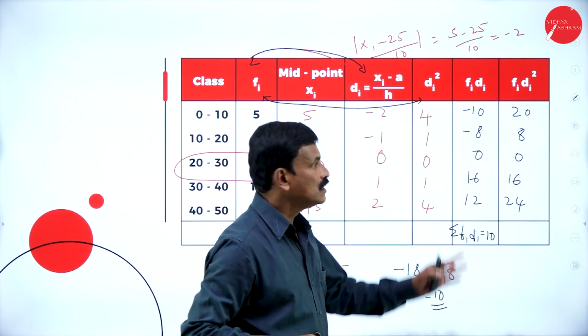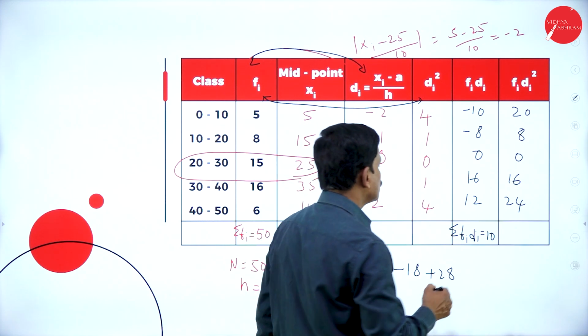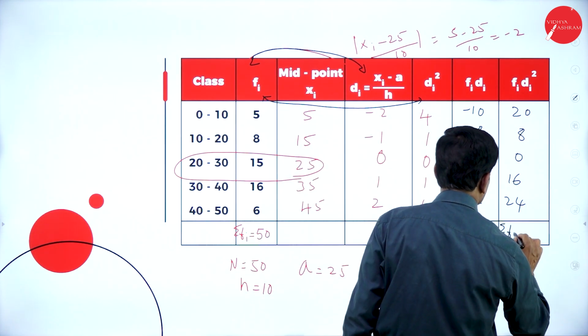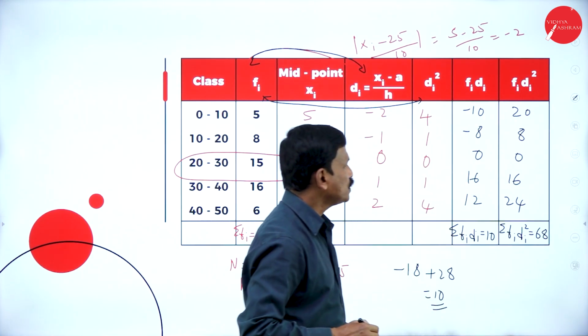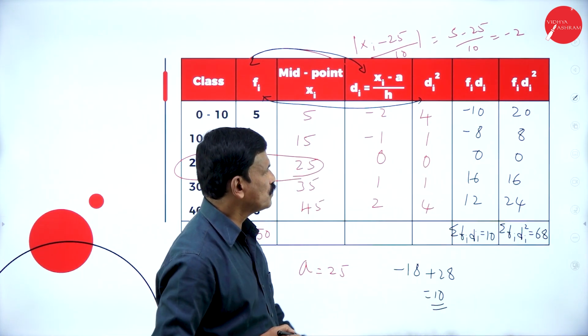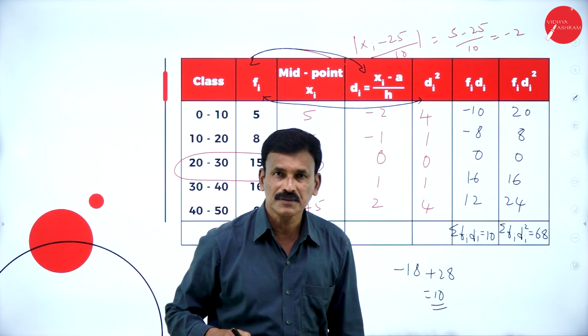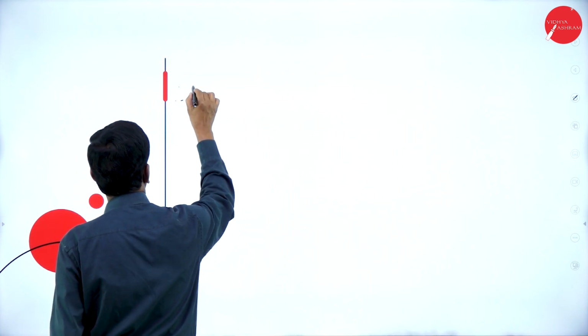If I add this, sigma Fi di square is equal to, if I add, you will get 68. 20 plus 8, 28 plus 16 plus 24 is equal to 68. Okay. Now find out the mean.